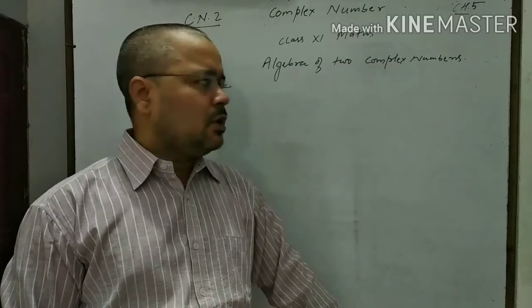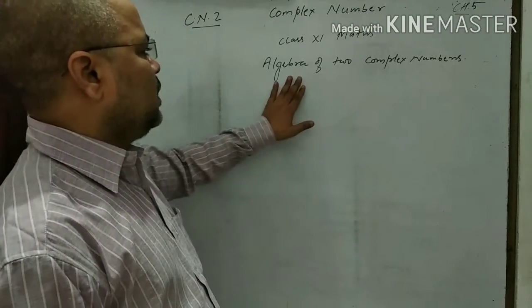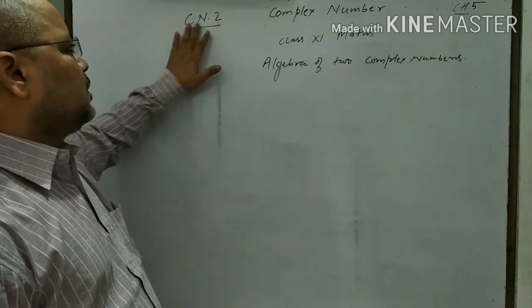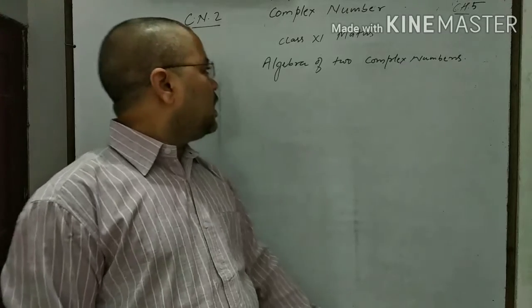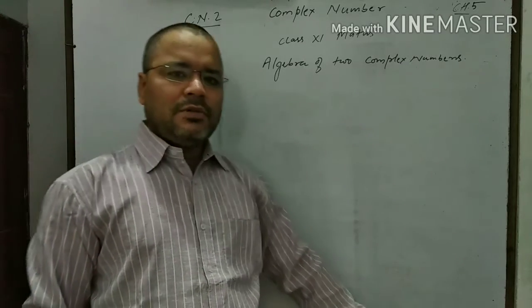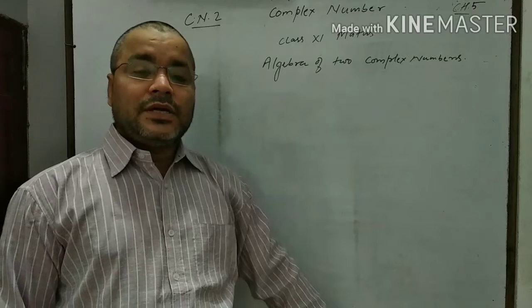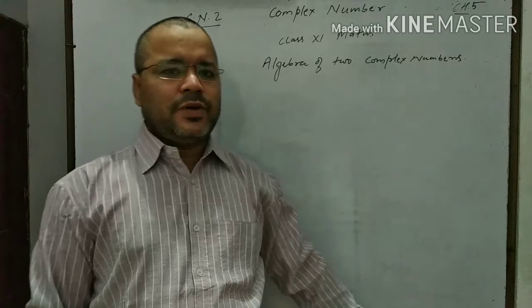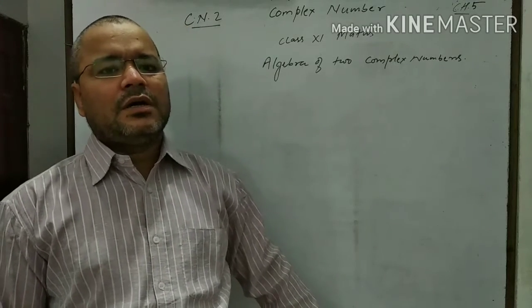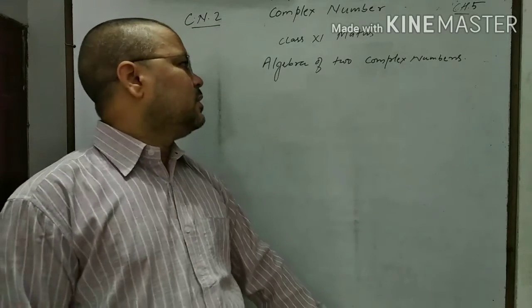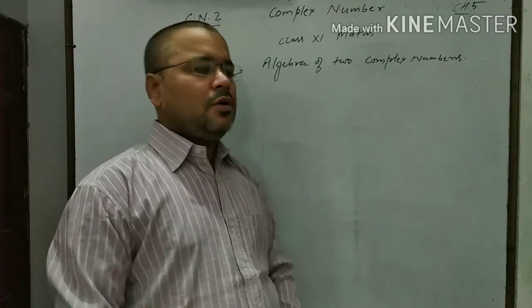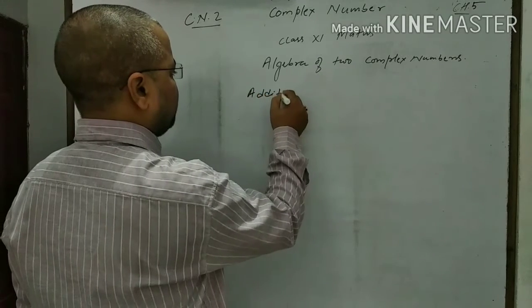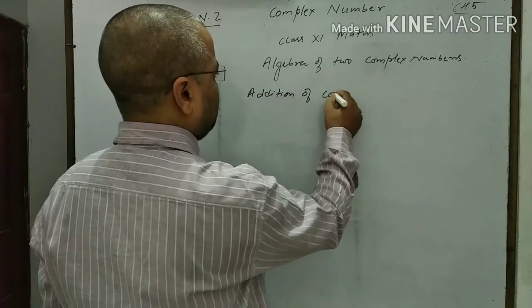Now in this video, we will discuss the algebra of two complex numbers. This is the second part of complex numbers. We will develop the algebra of two complex numbers by knowing the addition, subtraction, multiplication, division, square, etc. of complex numbers. First of all, we should discuss addition of complex numbers.